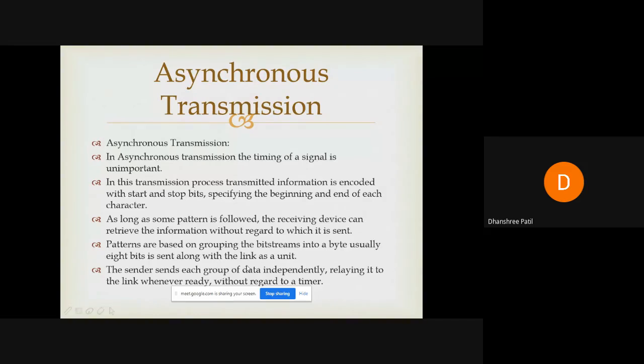So email is one example of asynchronous transmission where timing is not that much required. Correct? Suppose you sent me a mail, class test 1, and I told you up to 5 p.m. you can send. Still some of you are sending me at 5:30, 5:50, whatever. This timing is not important for you.